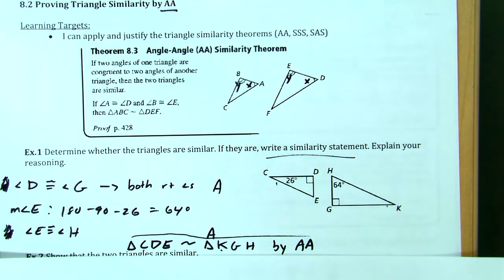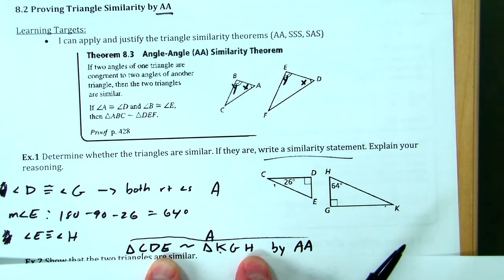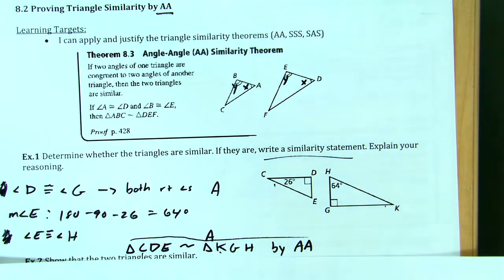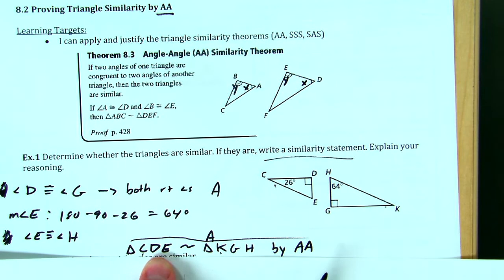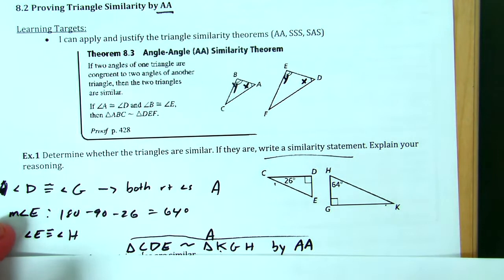Now, order matters here. Notice that in these two triangles, C and K correspond to each other. Those are both the 26-degree angles. D and G are both the 90s, and E and H are both the 64-degree angles. So you have to write them in that specific order, or a corresponding order. So if you write C, D, E, that's fine, but then you have to make sure that your second triangle matches up to what you said there.